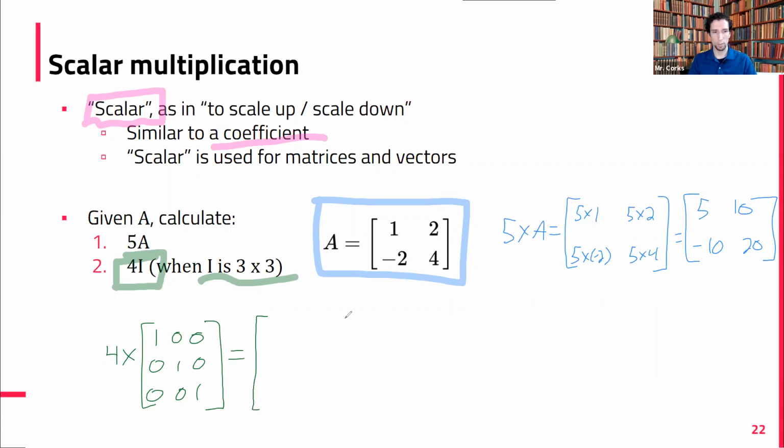So can you tell me what the result will be? 4, 0, 0, 0, 4, 0, 0, 0, 4. Okay, so again, just multiply each position by whatever the scalar is, whatever the number is on the outside, and there's your result. So scalar multiplication, also not tricky, not surprising.